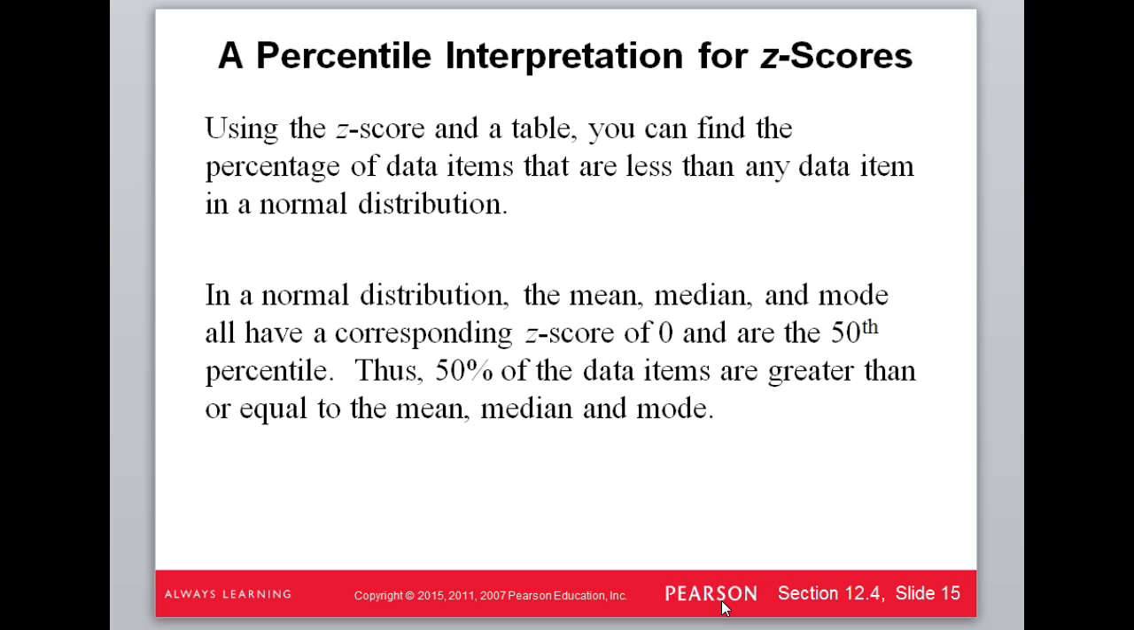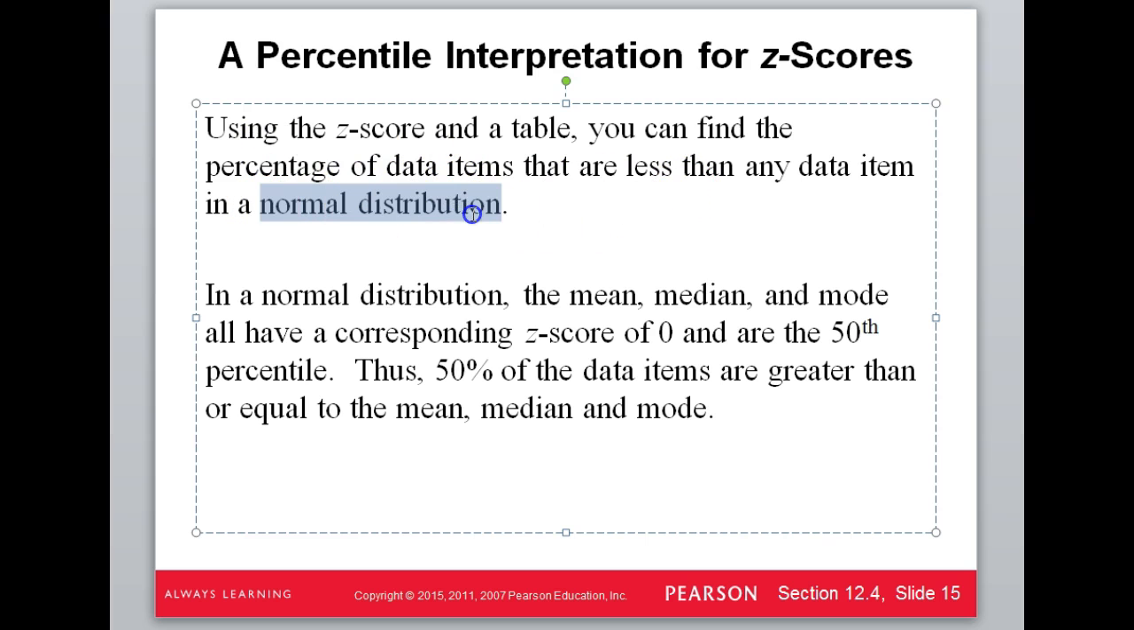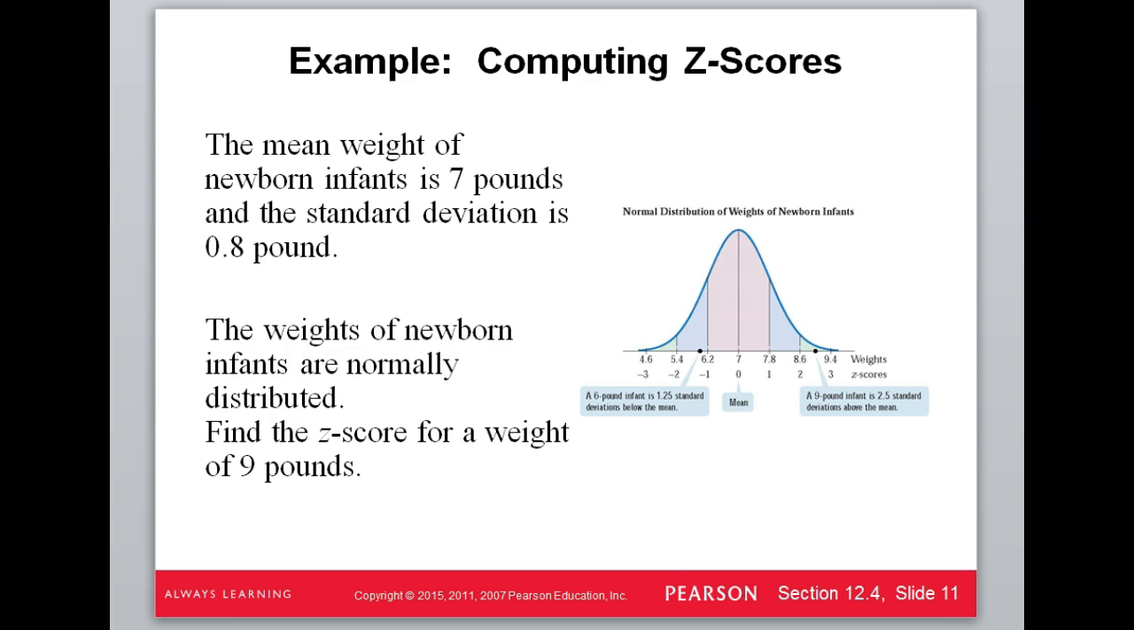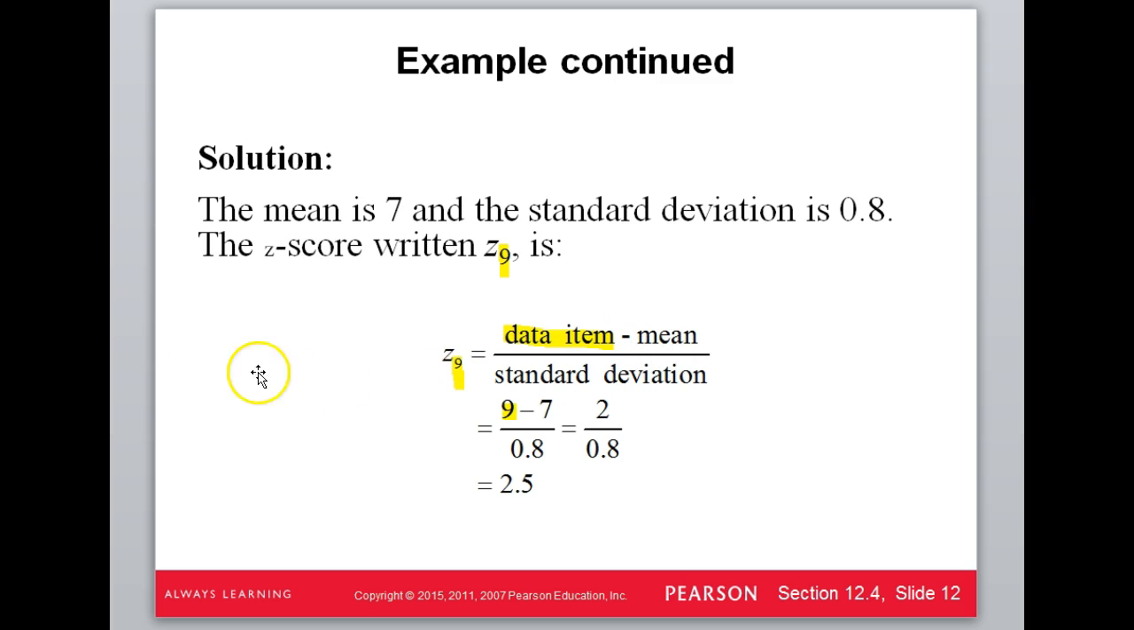Alright, so let's think about z-scores and a table of z-scores. You can find the percentage of data items that are less than any number if we have a normal distribution. With this z-table that we're talking about, it's now required that we have a normal distribution to be using this table. What I was talking about up here, if you're just computing a z-score, it doesn't matter what the distribution is. It always told us that it was normal, but that didn't really matter as far as z-scores go.